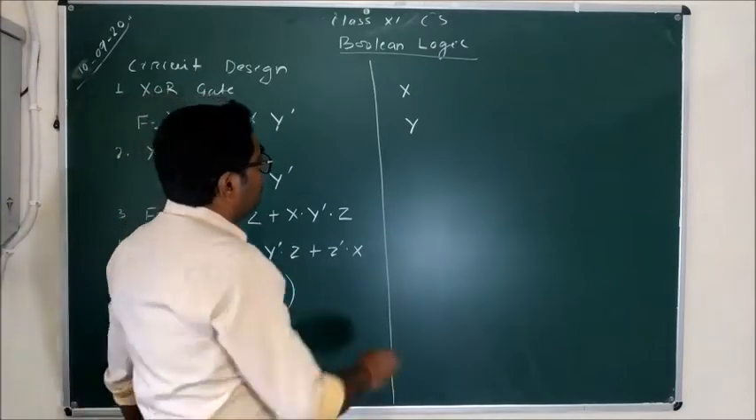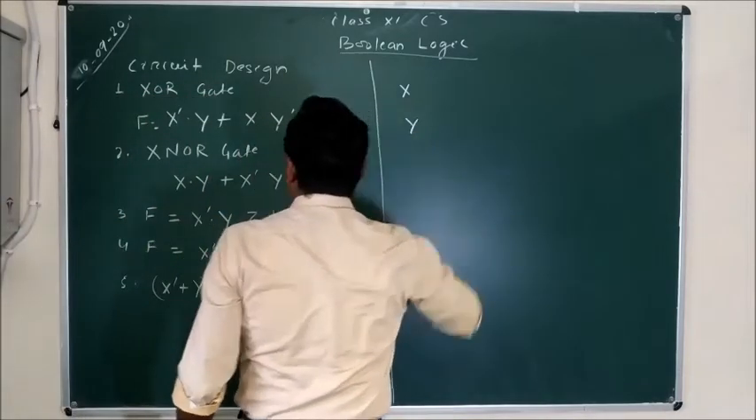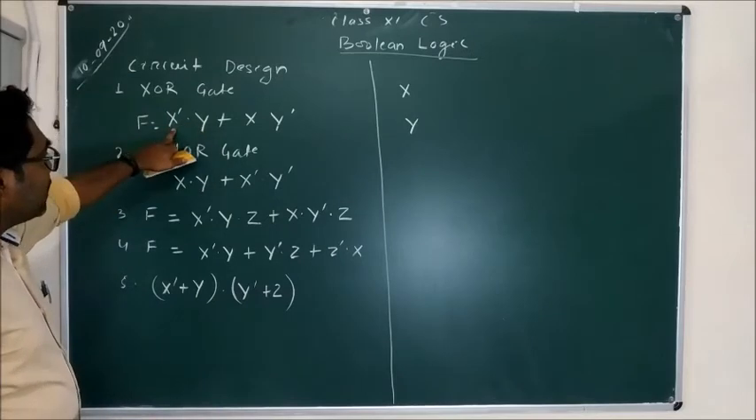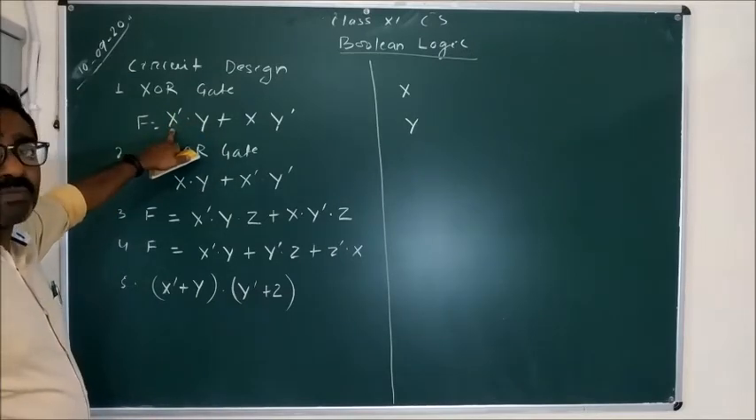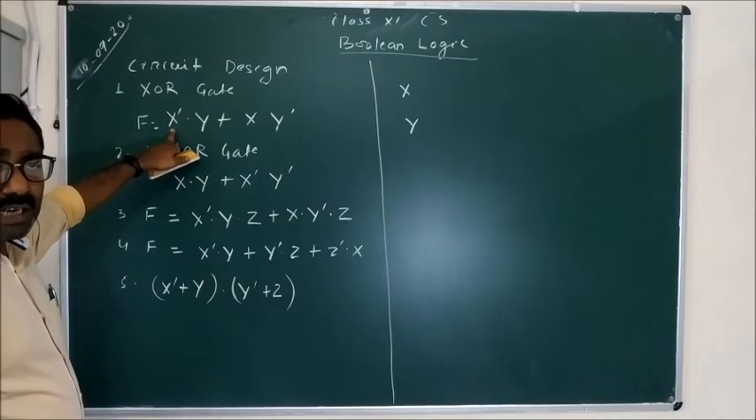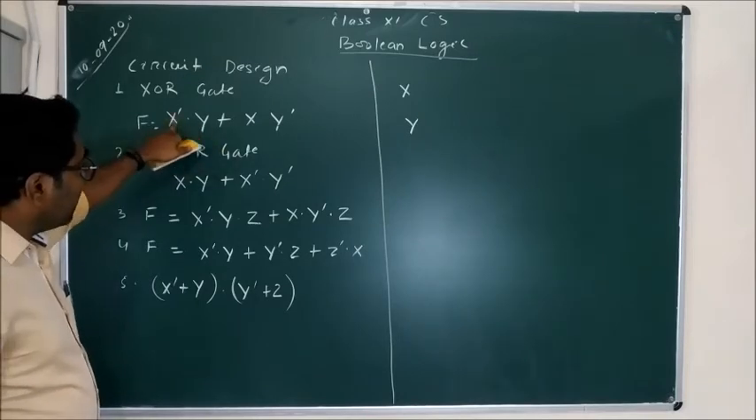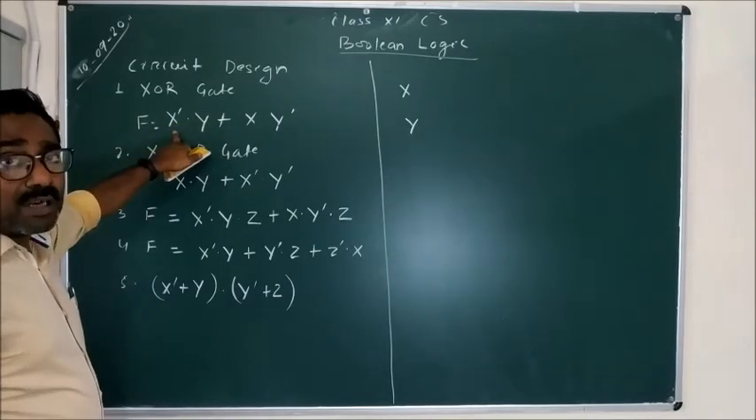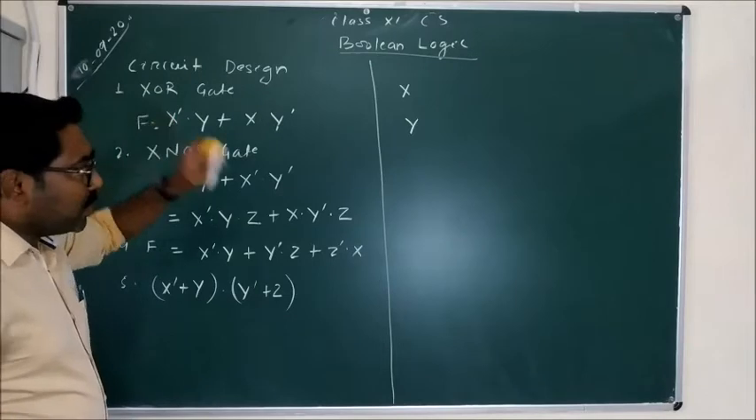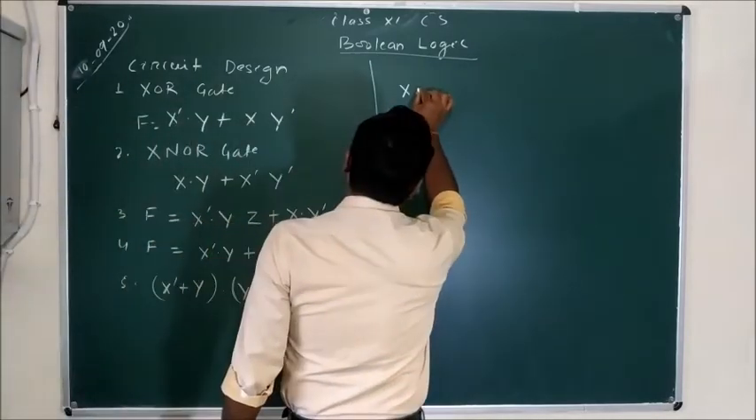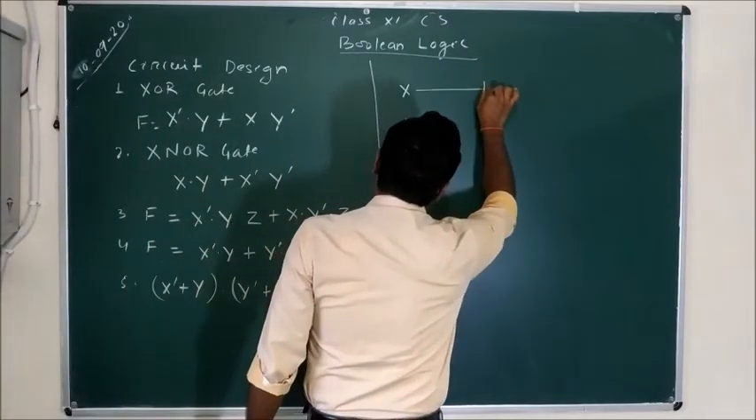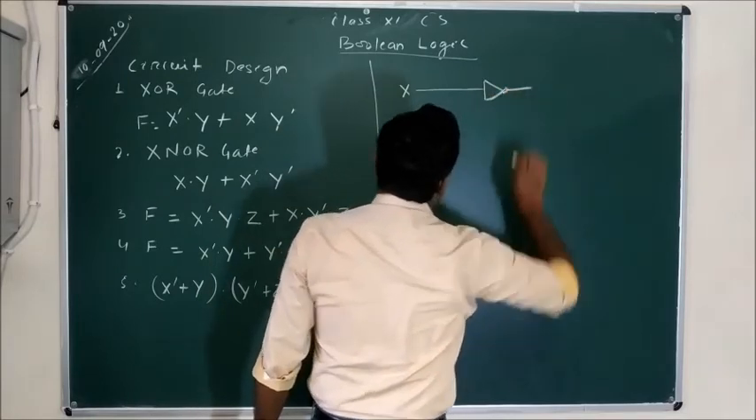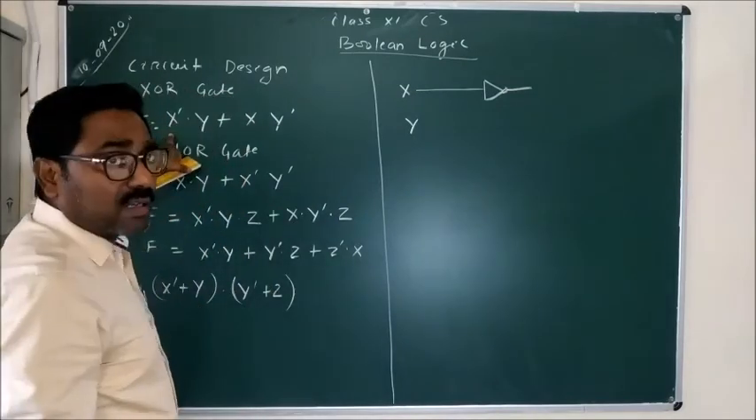So here I am taking two variables horizontally. The first term is X dash dot Y. X dash means X must be passed through a NOT gate, so we get X dash, and dot Y, that means X dash and Y. These two should be passed through an AND gate. So first we are passing X through a NOT gate, and now I am getting the X dash.